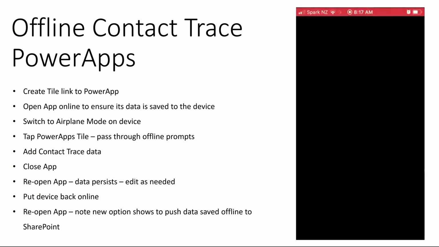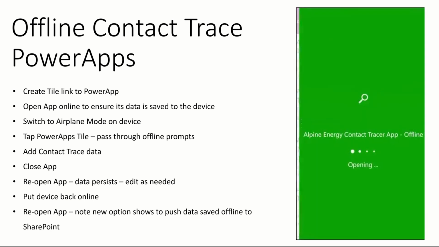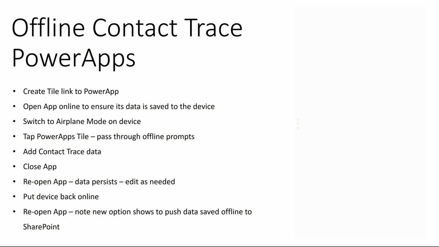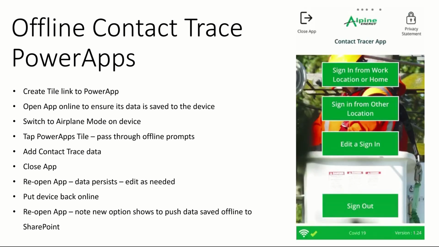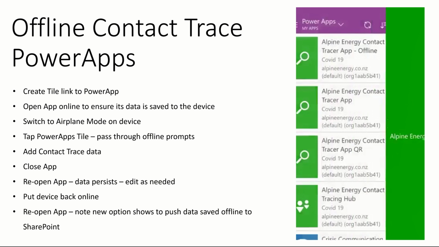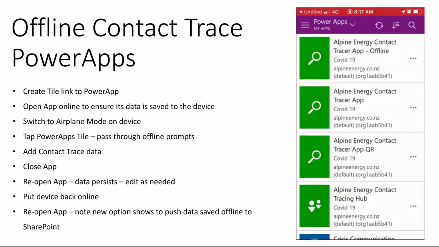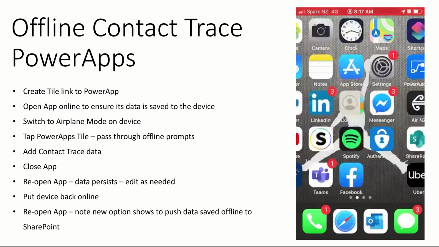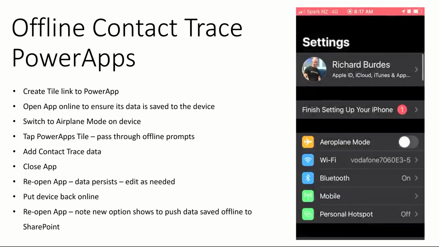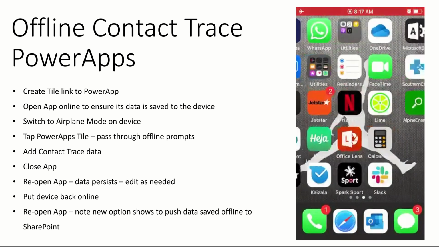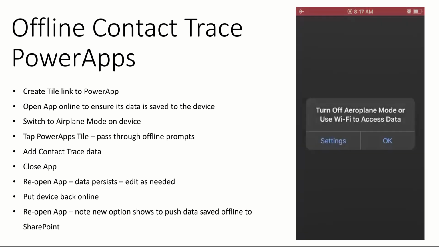Then switch your phone, open it, and test that it actually works. You get a prompt, and it takes you straight to the app. So that runs, and you see it's all there. You've got the latest data. Then switch your phone into airplane mode, so you go offline, and tap that tile to open the app.